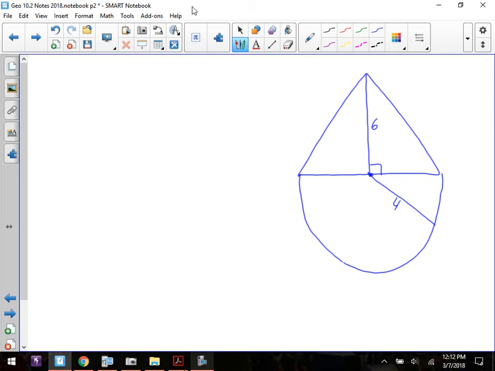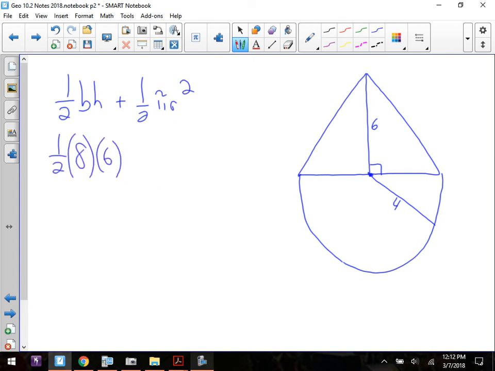What is the radius of your semicircle? 4. What is the base of your triangle? 8. So you have a 1/2 base times height plus a 1/2 pi r squared. And just put it together. 1/2 of 8 by 6 plus 1/2 times 4 squared times pi. So if you put it all together, this is 24 plus, what was that, 16, 8 pi.